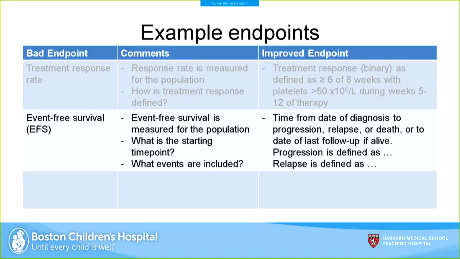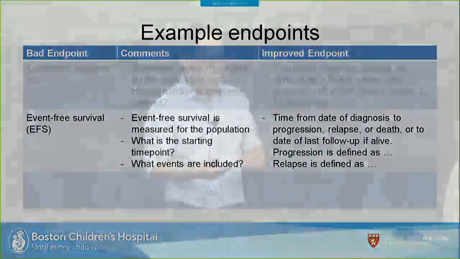So an alternative endpoint would be time from date of diagnosis to progression, relapse, or death. So those are events. Or to date of last follow-up if the patient was alive. And then you would go on to define what is a progression and what is a relapse. So it's very clear when you go to analyze it how you can actually calculate this event-free survival.